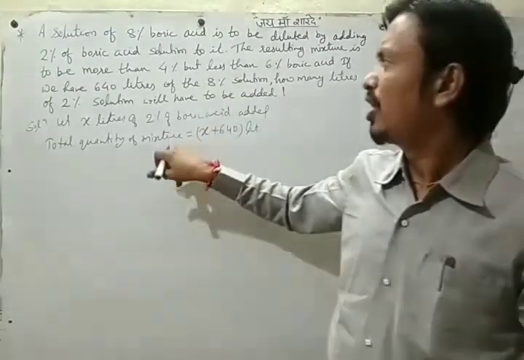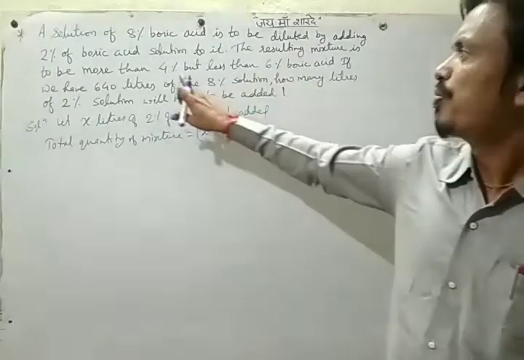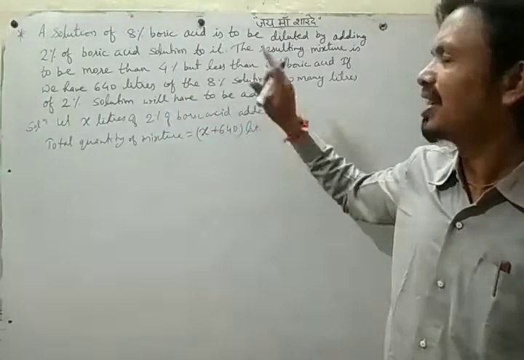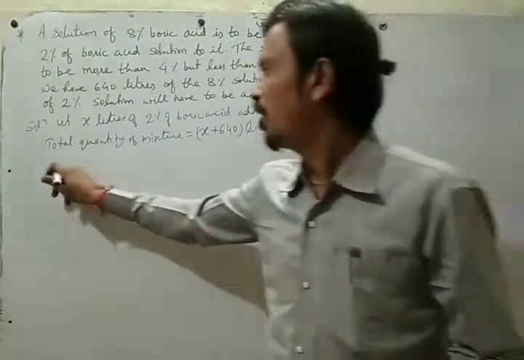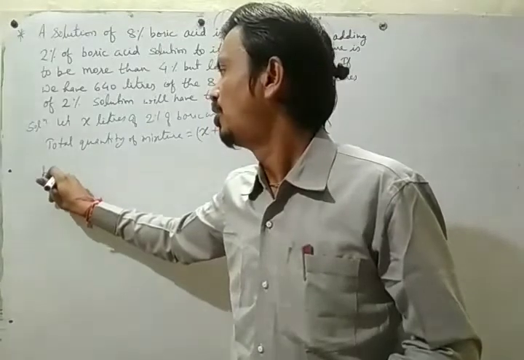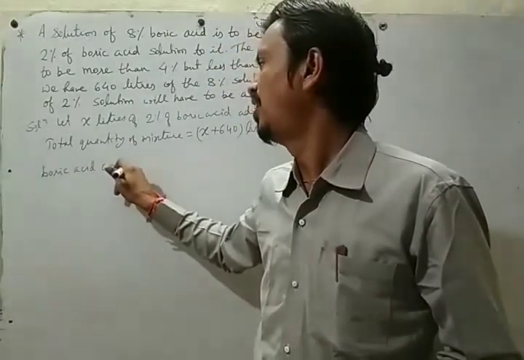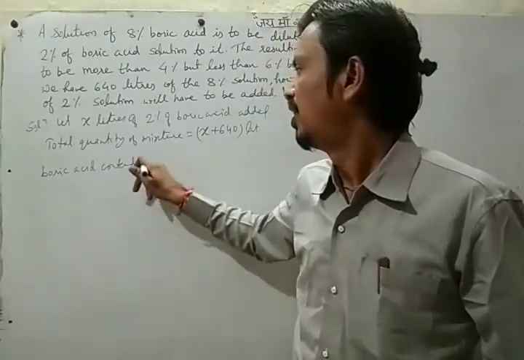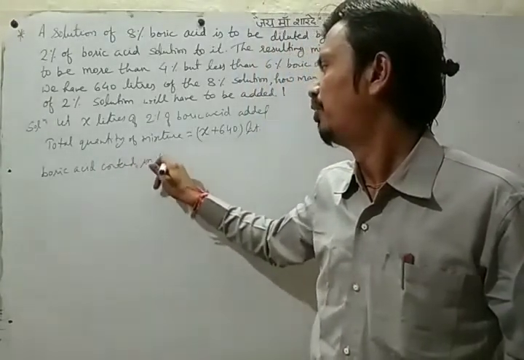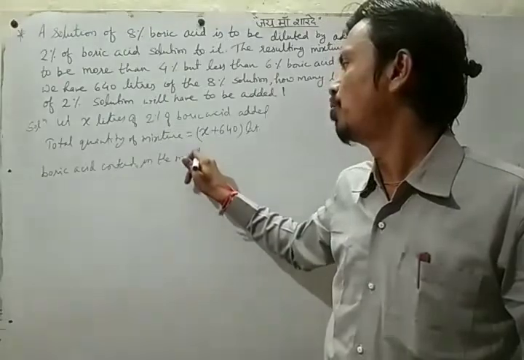Now in this mixture, our boric acid should be more than 4% and less than 6%. So here, first thing, the boric acid contained in the mixture will be, now how much boric acid are we having?